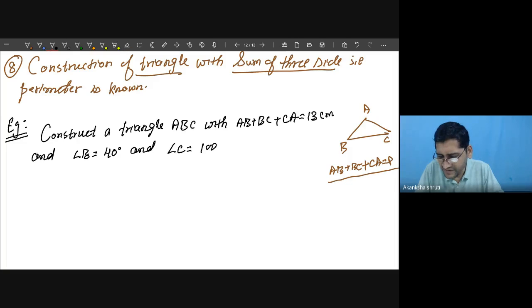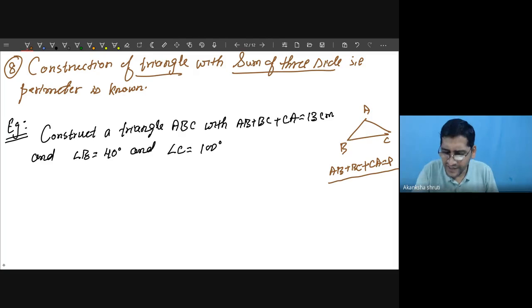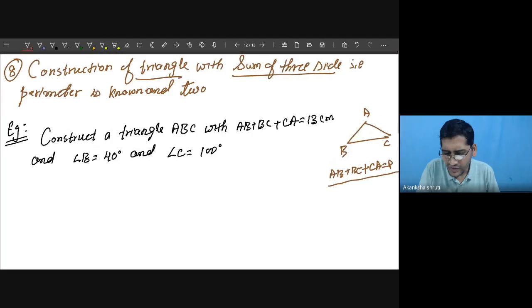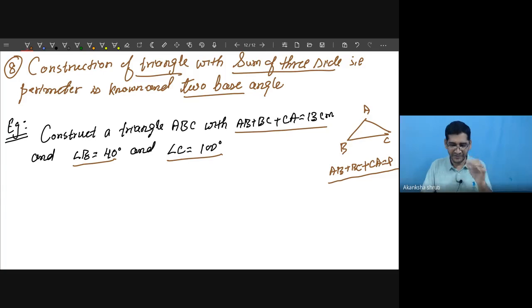Or let us take this as the 100 degree. Okay, student? So in this type of construction, you will be given the sum of the three sides, or perimeter, and two base angles. Here we know the two base angles B and C and the sum of the three sides, AB plus BC plus CA. Under this condition, we have to construct a triangle.